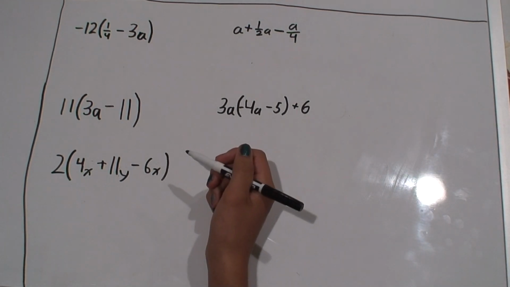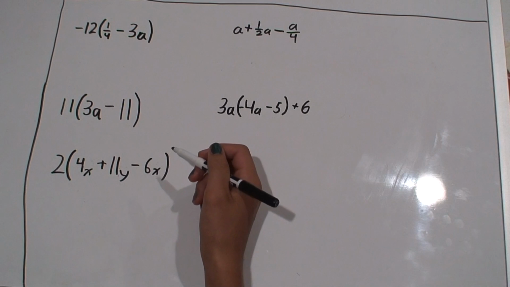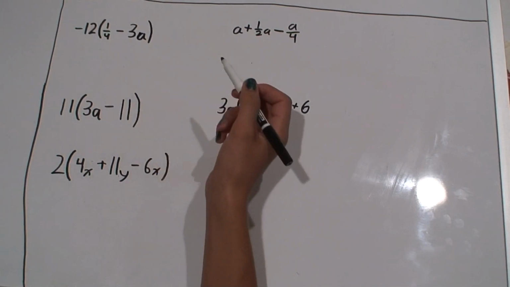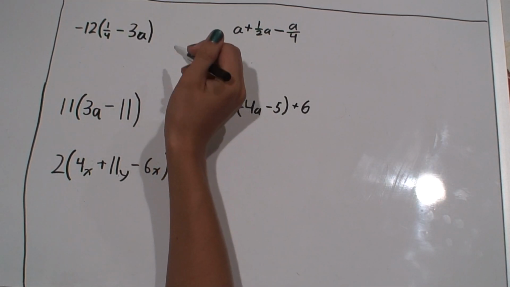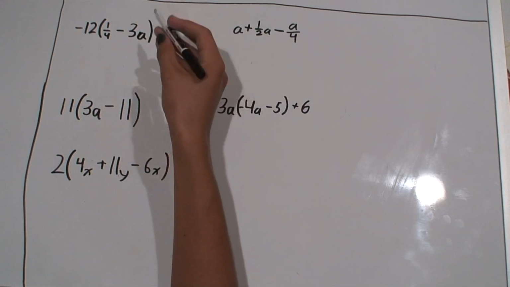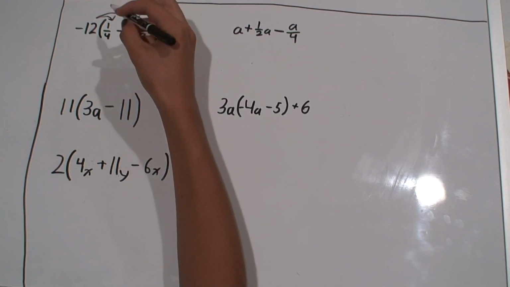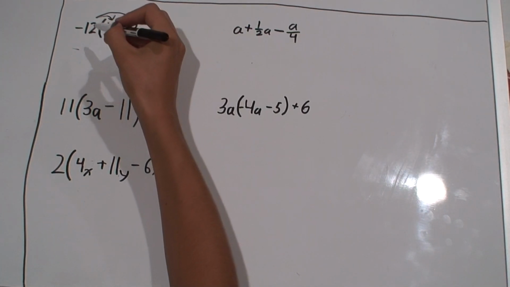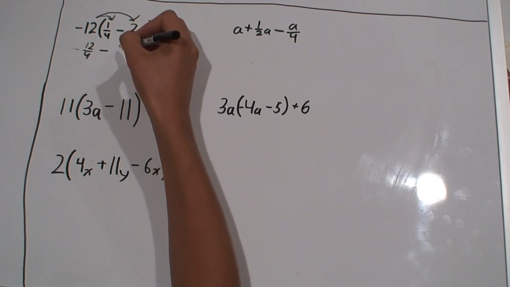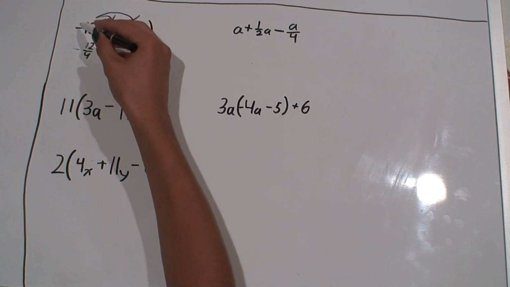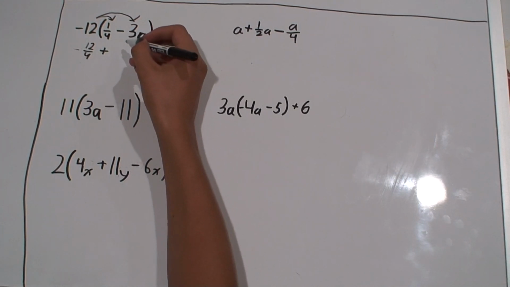Okay, so let's talk about some of the problems that we had on the test. These are modified versions of these problems. So here we have 12 times 1/4 subtracted by 3a. So we can distribute the 12 into the parentheses to get negative 12/4 minus, no, plus, because a minus and a minus multiplied together will create a plus.